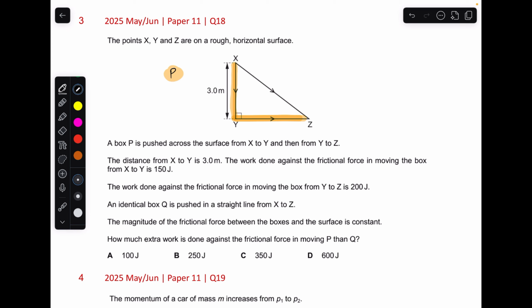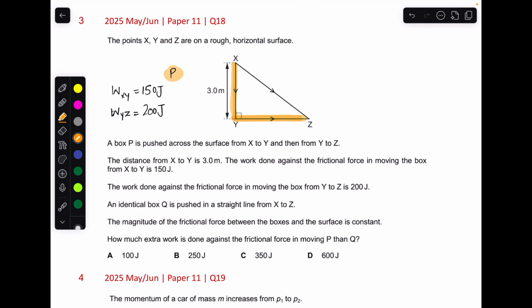what they're telling us is that the distance from x to y is 3. The work done against friction in moving the box from x to y is 150, so I can say work from x to y is 150 joules. That is given. The work done against friction in moving the box from y to z is 200, so you have work from y to z as well, that is 200 joules. Then they tell you about an identical box Q that is pushed straight from x to z.